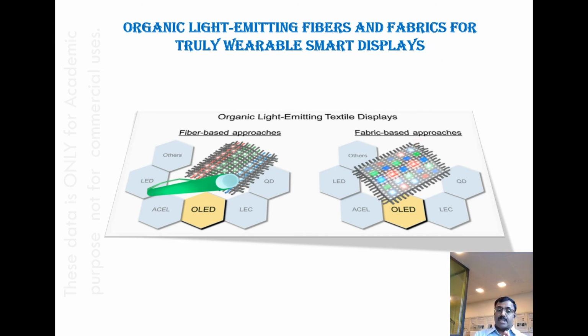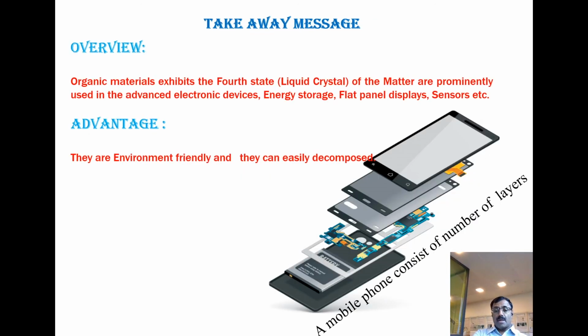And especially when I showed that this molecule, which is unique in itself, a non-chiral molecule, shows chirality in the columnar phase. So what is the takeaway? Organic materials exhibit the fourth state of matter, which is prominently used in advanced electronic devices, energy storage, flat panel displays, and sensors. They are environment friendly and they can easily decompose. So that is the advantage of this molecule: it is organic.